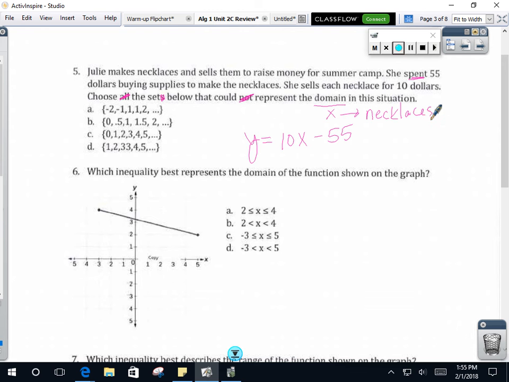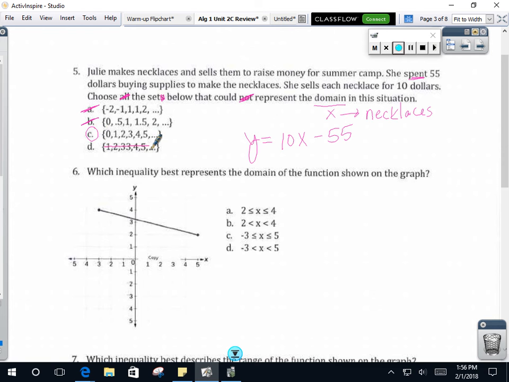So now let's reread the question. Choose the set below that could represent necklaces in this situation. Well, look at this set. Can you have -2 necklaces sold? No. Can you have 0.5 necklaces sold? No. Can you have 0 necklaces sold? Yes. You might not sell any, or you could have 1, 2, 3, 4, 5. C is correct. Just cross out D.